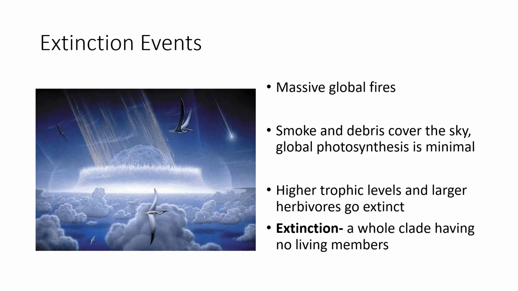Smoke and debris covered the skies for years afterwards, reducing global photosynthesis to an absolute minimum, causing the collapse of the food pyramid. The higher trophic levels, which require more nutrients, simply went extinct, meaning extinction, a whole clade has no living members. There are no more sauropods on the earth. They didn't have enough food, they went extinct.